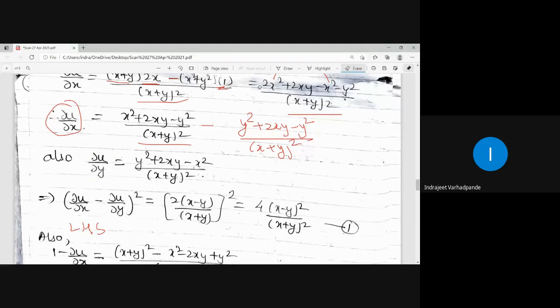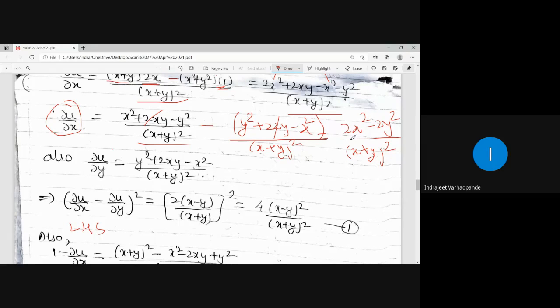So how will the derivative be taken? Common denominator is there, (x plus y) whole square, right? x square plus 2xy minus y square minus y square minus 2xy plus y square. What is it, somewhere I committed an error, this will be x square. So what is left? 2xy is getting cancelled. Minus y square is giving you minus 2y square, right? And x square plus x square is giving you 2x square.